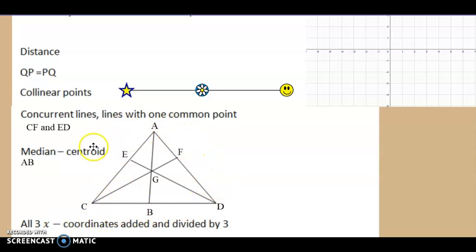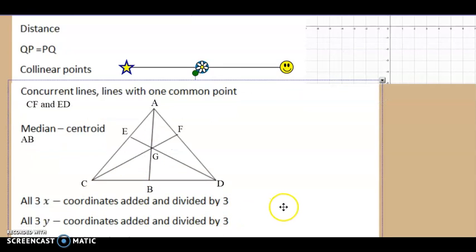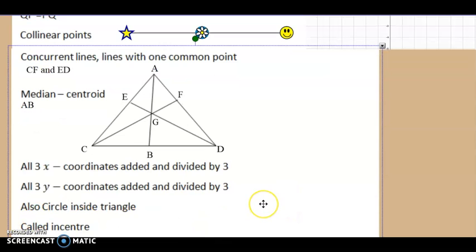When we speak of a median or centroid of a triangle, we speak of the point where the medians meet in the center of the triangle. All three x coordinates are added together and divided by 3. All three y coordinates are added together and divided by 3. That will give me the coordinates of the centroid of that particular triangle.